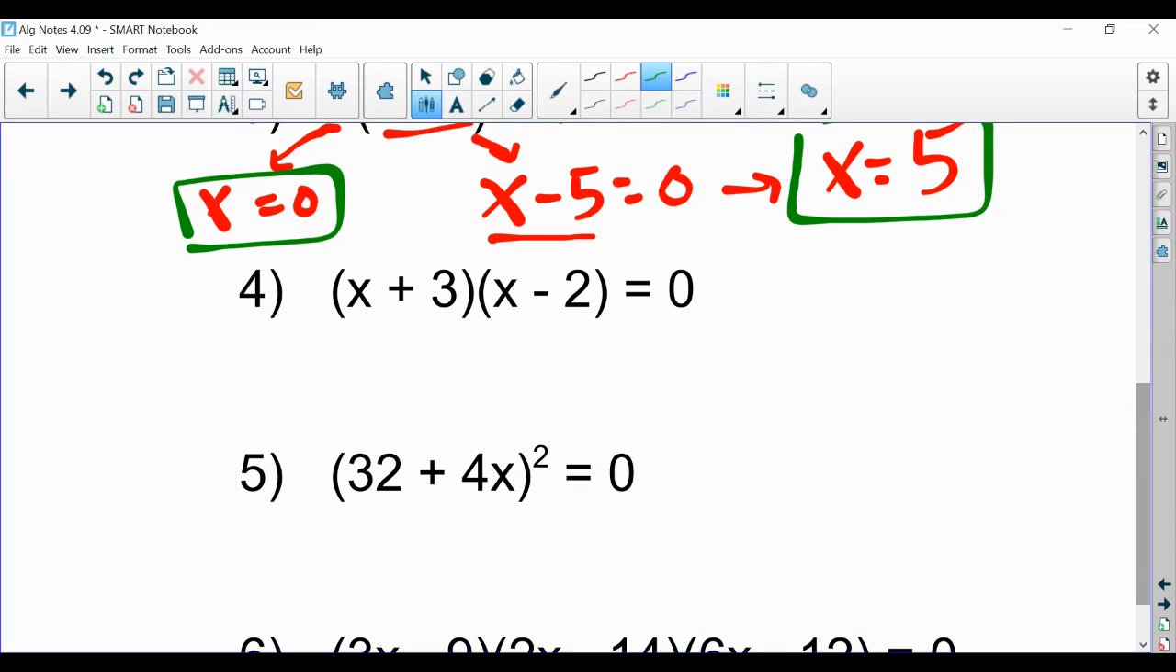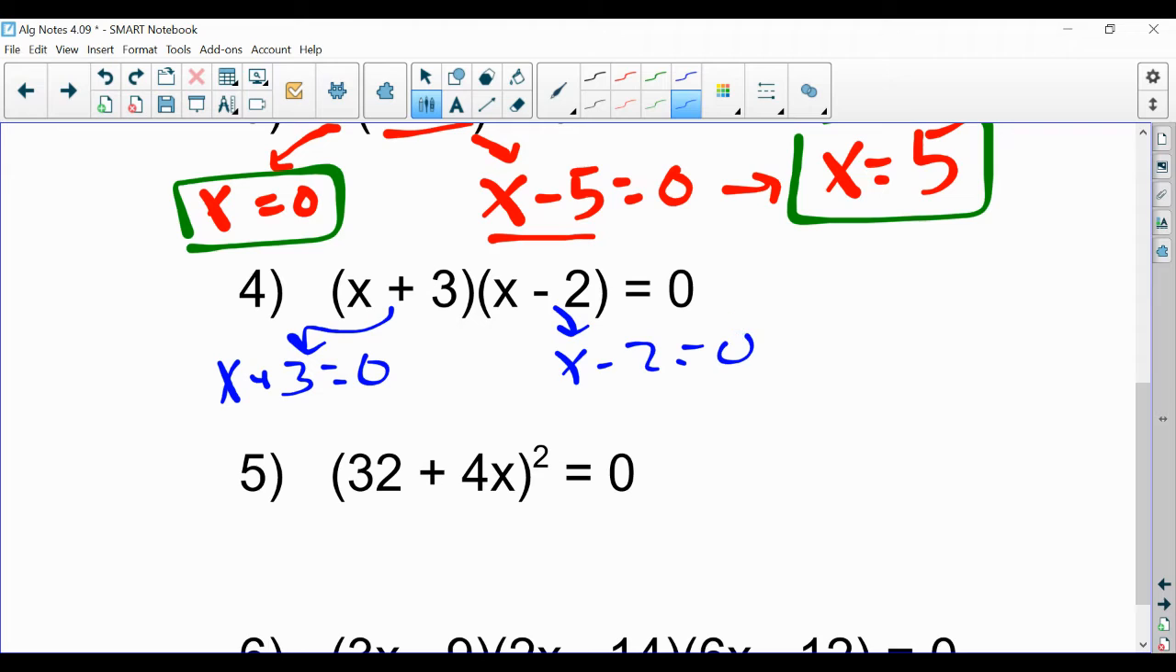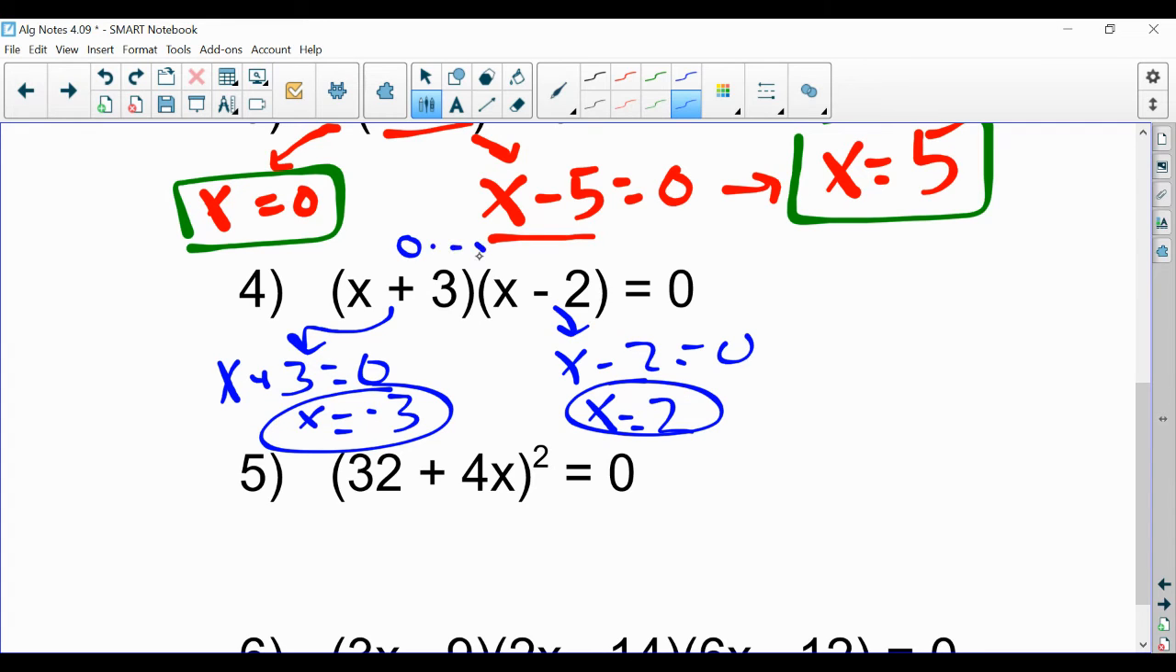In this next problem, again, I have two things that are multiplying together to get 0. It could be this factor, x plus 3 could be 0. It could be this factor, x minus 2 is 0. If it's the first one, then I get x is negative 3. If it's the second one, I get x is 2. If x is negative 3, I would get 0 times negative 5, and yep, that's 0. If x is 2, I would get 5 times 0, and yep, that's 0 too. So they both work.